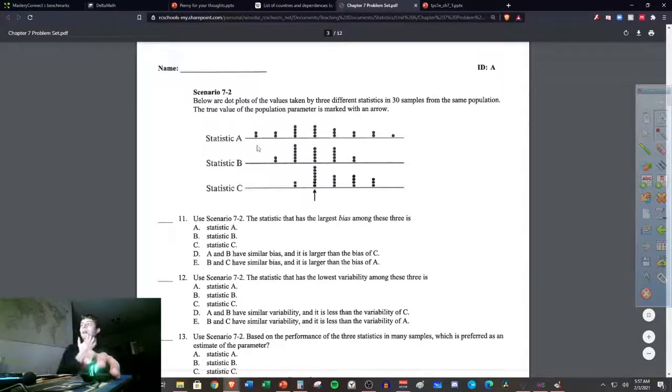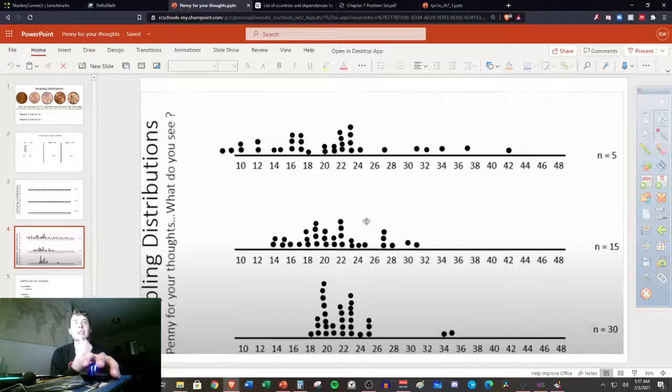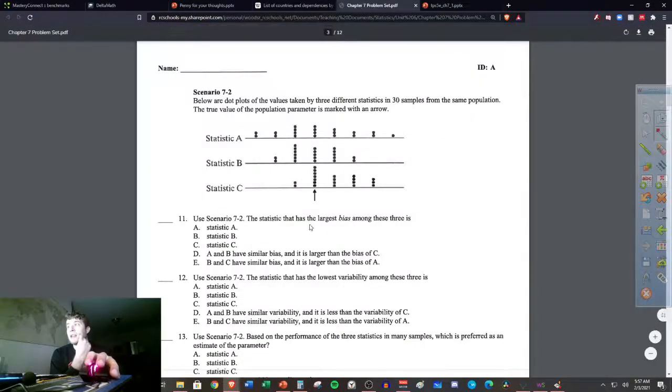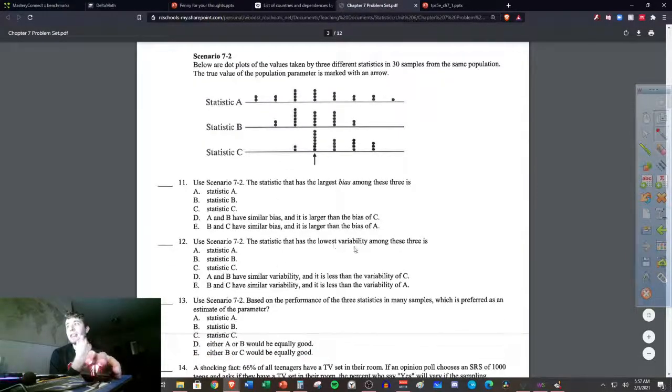We have dot plots of values taken by 3 statistics and 30 samples from the same population. This is very similar to what we did with the pennies. There's 3 distributions here for that, okay? So number 12, the statistic that has the lowest variability.